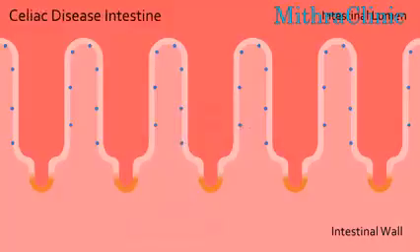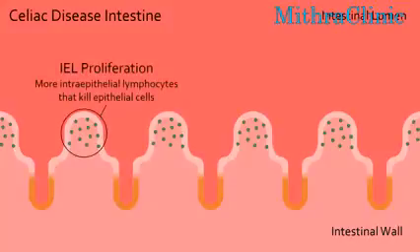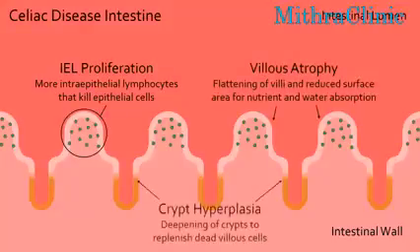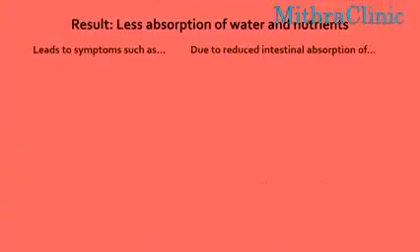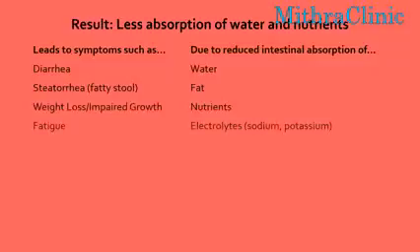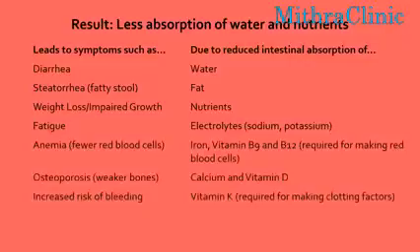In people with celiac disease, gluten initiates an autoimmune reaction that damages the intestinal wall. Intraepithelial lymphocyte numbers skyrocket and kill the epithelial cells, resulting in shorter and flatter villi, while crypts deepen as the intestine tries to replenish the dead epithelial cells. Now, there is reduced surface area, meaning less nutrient absorption. Less water and fat absorption in the small intestine leads to diarrhea and steatorrhea, while less nutrient absorption may result in weight loss, fatigue, anemia, osteoporosis, or even increased bleeding risk.